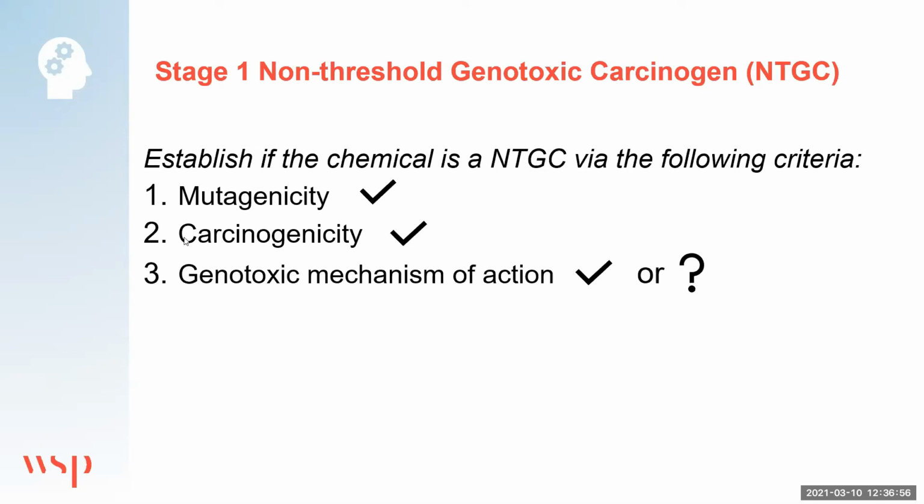Now, criteria 1 and 2 were a must, but for some chemicals there was insufficient data on the mechanism of action of tumour formation. The chemicals that ticked 1 and 2, and we didn't quite know about 3, were assumed to be genotoxic carcinogens until proven otherwise. Erring on the side of safety there.